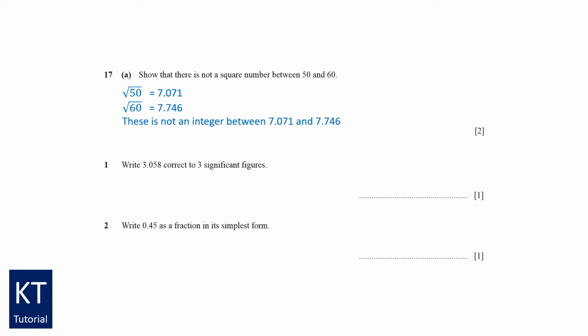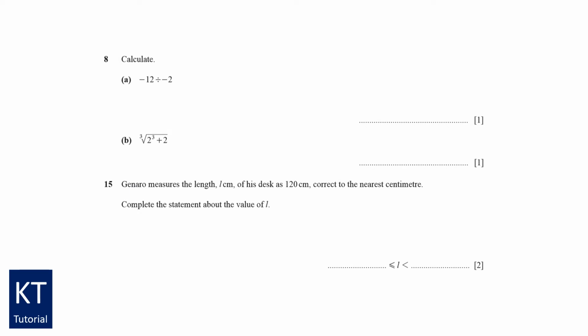Question 1. Write 3.058 correct to 3 significant figures. This is 3.06. Next, write 0.45 as a fraction in its simplest form. In essence, this decimal translates to 45 over 100, and in its simplest form, 9 over 20. Question 8. Calculate the expression. The correct answer is 6. Next, 8b. Calculate the expression. In following through the working, we should arrive at 2.15.